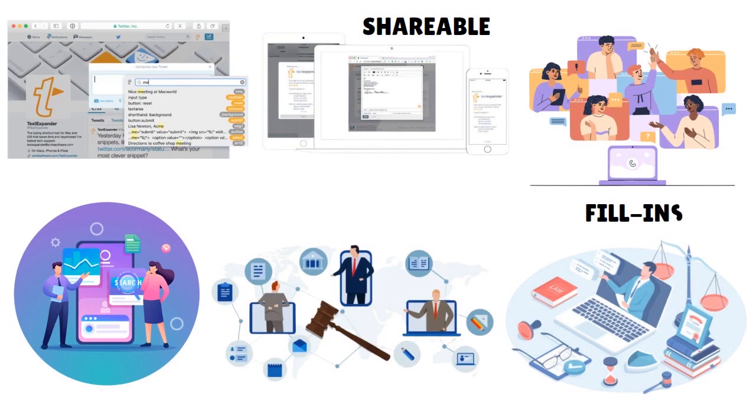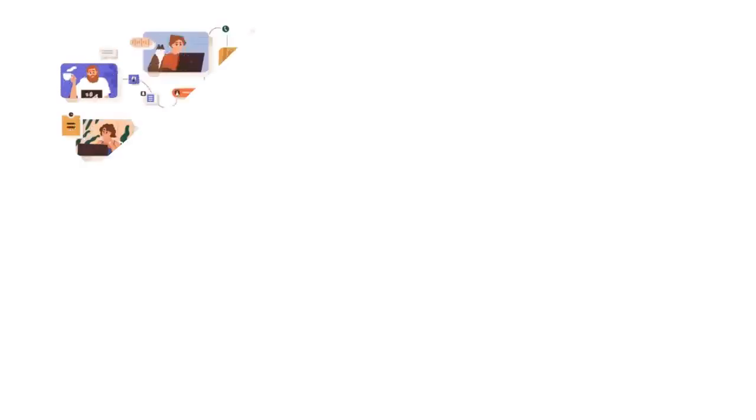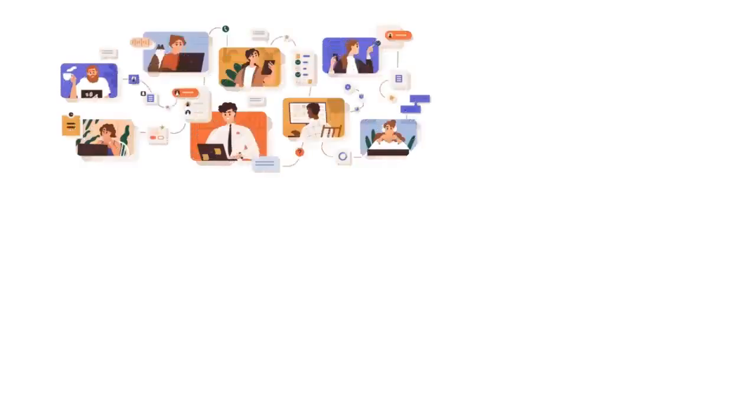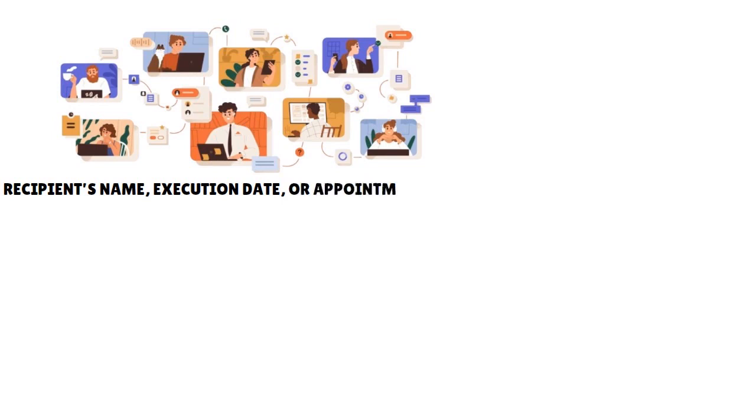Now, let's also talk about fill-ins. When we talk about fill-ins, we're talking again about inserting a level of granularity, but also a level of efficiency within your operations, right? With TextExpander's fill-ins, an office can create snippets allowing a user to enter information like a recipient's name, execution date, or appointment time after the user invokes the snippet. The user has to invoke the snippet, otherwise the whole process doesn't get triggered.